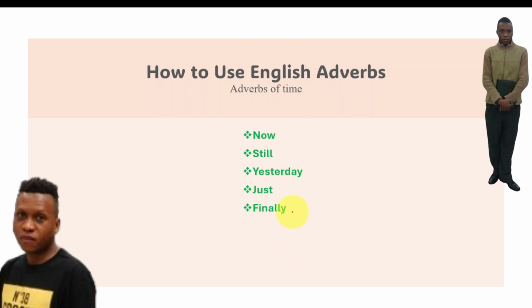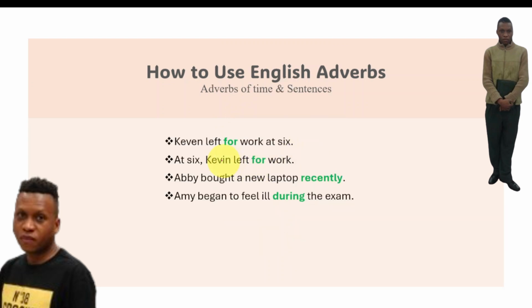We come here. This one is adverb of time: now, still, yesterday, just, finally. Because in this case it's about the time. Kevin left for work at 6. At 6, Kevin left for work. Abby bought a new laptop recently. Amy began to feel ill during the exam.